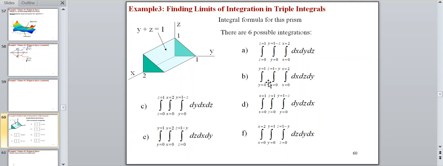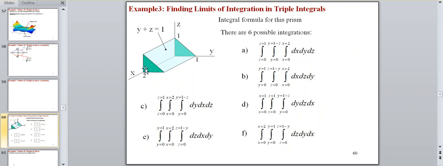Look at actually this order, dx, dz, dy. Here we are viewing x as a function of y and z. Look at this surface. Here we have a plane x equals 2, which is parallel to the zy plane. So if you view it in this way, this surface is the upper surface, and this one is the lower surface.